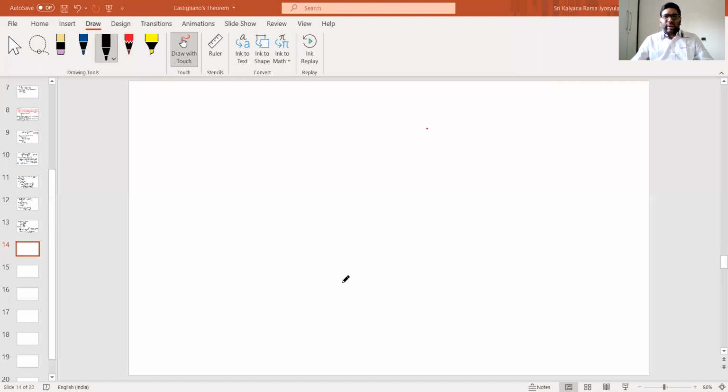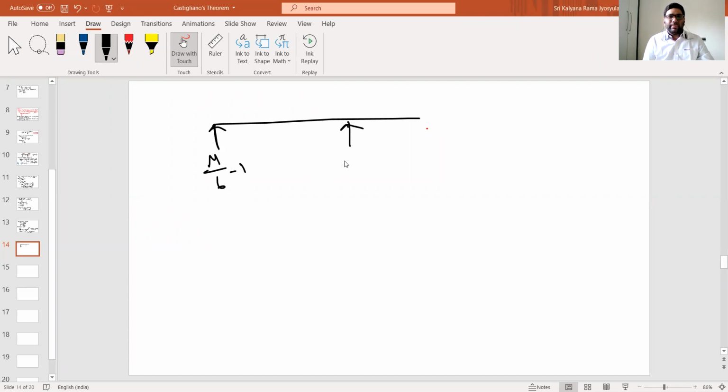Now what do we need to do? We need to again split the beam into different parts. So we have AB and BC as well. So this is RA, M by 6 minus 1. This is RB. Of course, the corresponding value you will get. This is 3 kilonewton, 6 meters, 2 meters, A, B, C.